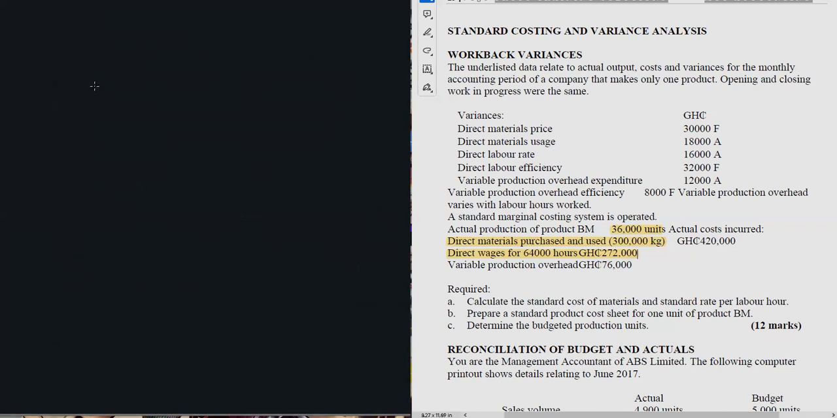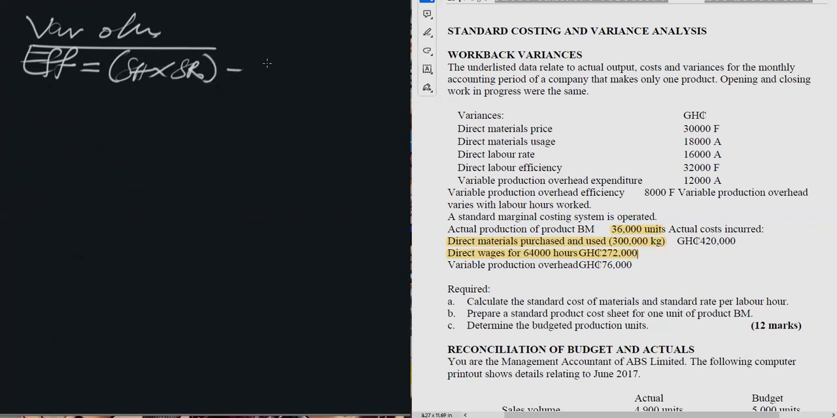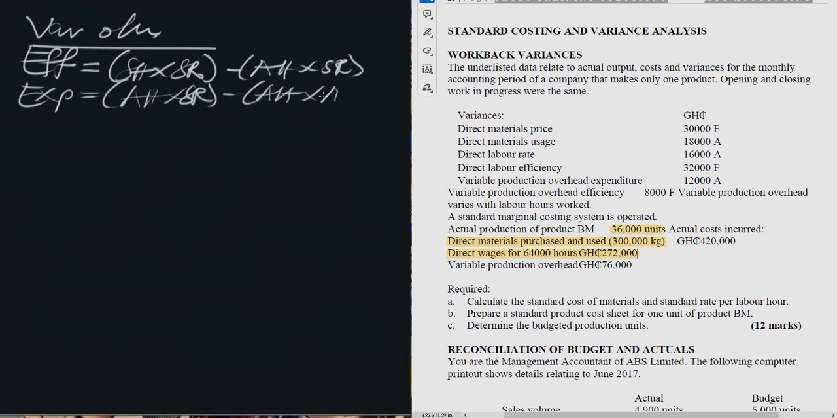The same way when we get to variable production overheads. So when we come here, variable overheads, the same way you put the formulas down as I've been doing. So efficiency. By now, I hope you get the whole thing. So I'll not waste so much time. Efficiency will be our standard hour times standard rate minus actual hour times standard rate. Then when you come to expenditure, it is actual hour times standard rate minus actual hour times actual rate, which is the actual cost. And also, this has already been given in the question.